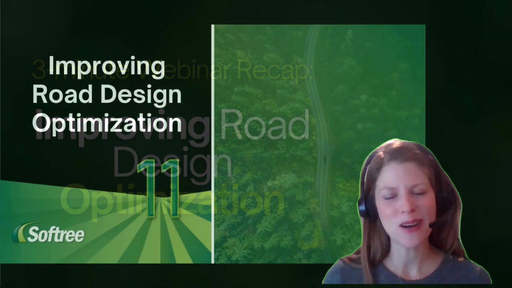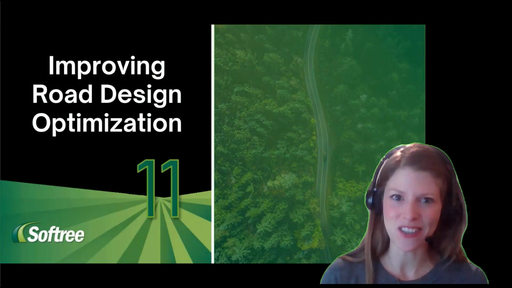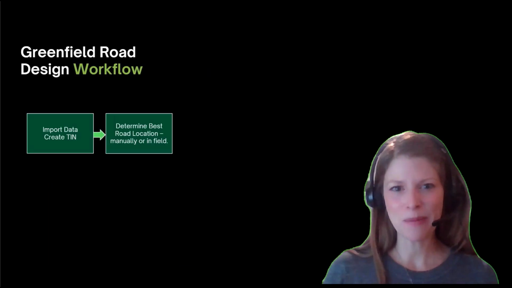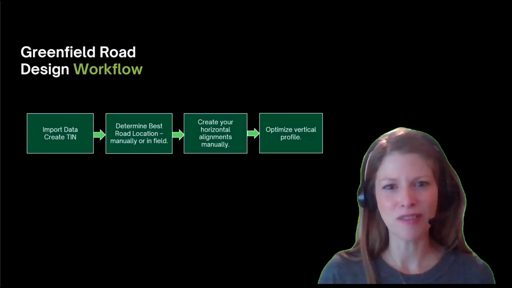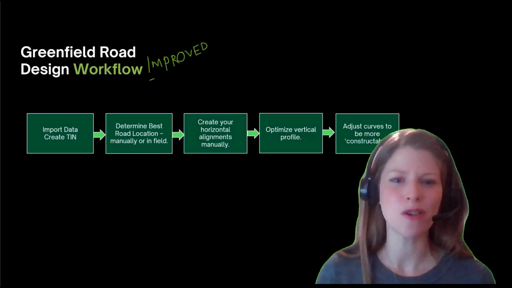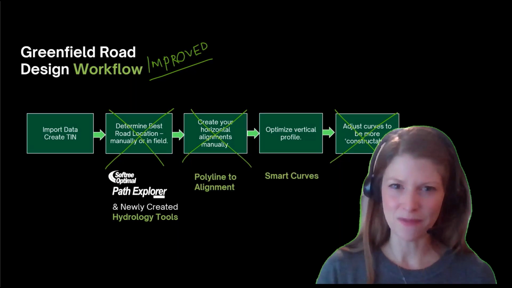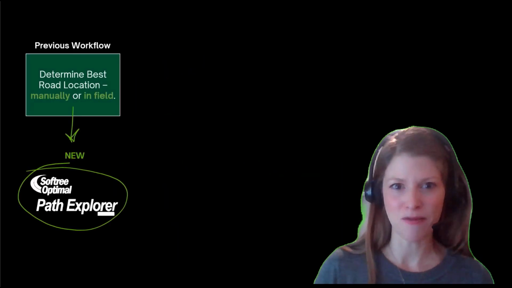Hey, this is a quick webinar recap for what we covered in yesterday's Improving Road Design Optimization webinar. In this webinar, we talked a little bit about the existing workflows as well as some process improvements that we've made using RoadEng with Softree Optimal version 11 that's coming out in February of 2024.